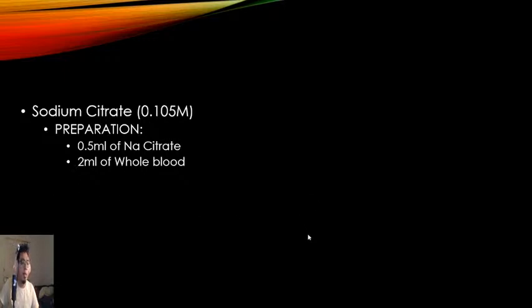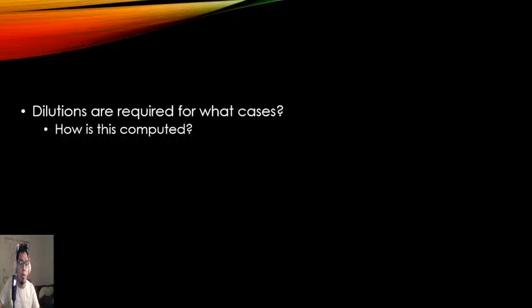According to the reference method, you collect the blood and then you transfer 2 ml of that whole blood to a tube with 0.5 ml of sodium citrate, 0.105 molar. Okay? That's the molarity of sodium citrate. So obviously the total volume of your sample would be 2.5 ml based on the methodologies. Now, how much do we need to dilute it?